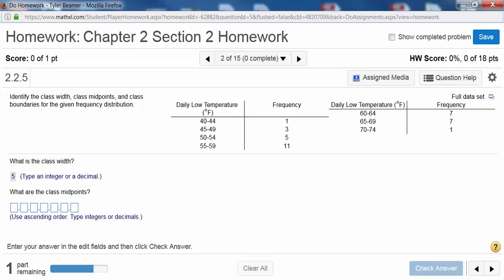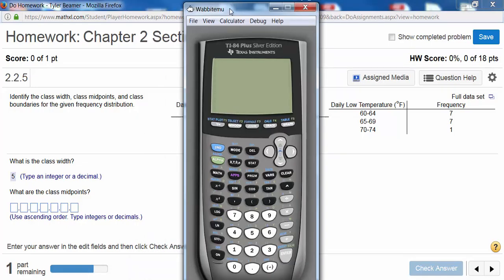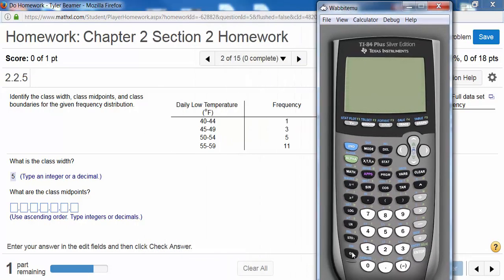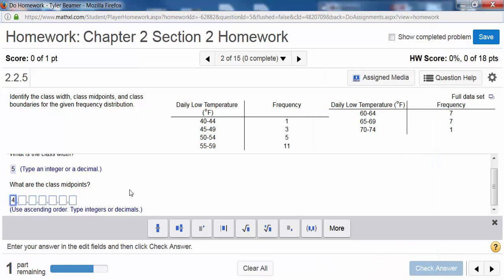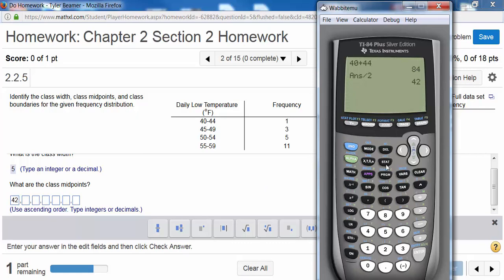So if we do the first class midpoint, we take 40 lower class limit plus 44 the upper class, divide that sum by 2, so 42 is the midpoint of the first class. So basically it's just the middle of each class, essentially. And so you can continue to do that.